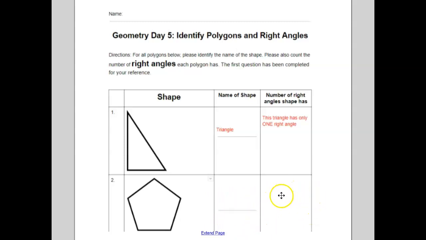So I need to determine not how many angles it has, but how many right angles it has. It doesn't have a single right angle, and I'm using my paper right now to see if the corners match up perfectly. You're right, none of these angles are right angles. So I would say this pentagon has 0 right angles.